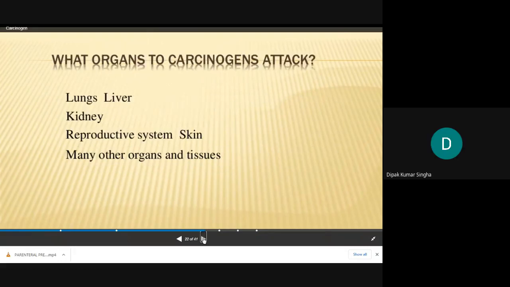Next, what are the organs that carcinogens mainly attack? These are the organs; just today we discuss from this. Actually, the whole body is prone to carcinogens or to producing some cancer disease. But generally, these are the organs affected by cancer, like lungs, liver, kidney, reproductive system, skin, and many other organs and tissues.